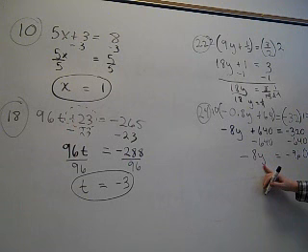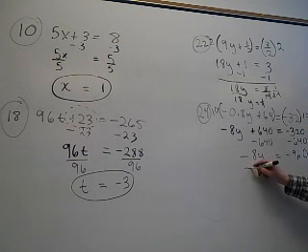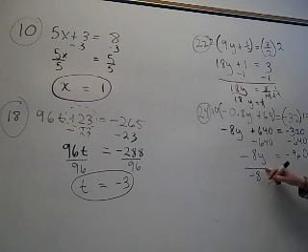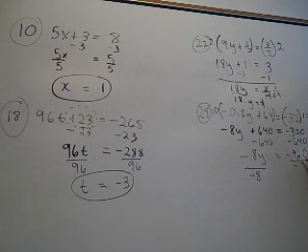Now, we want to make sure the coefficient of y, the number in front of y, is 1. How do we do that? Dividing by negative 8. But if we do that to this side, we've got to do that to this side too. And so I've got y equals negative divided by a negative is going to be what sign? Positive. And 960 divided by 8 is going to be, let's see, 120.